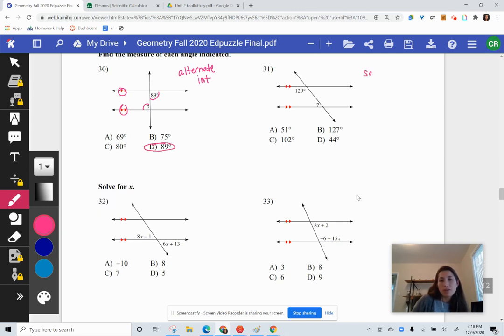Question 31. These angles here are same side interior angles. Same side interior angles add to 180 when you have parallel lines. So we've got 129 here, and then we're looking for our missing one. So we're going to do 180, and we're going to subtract 129, and that would be 51.